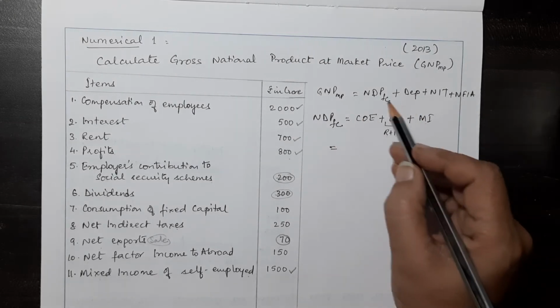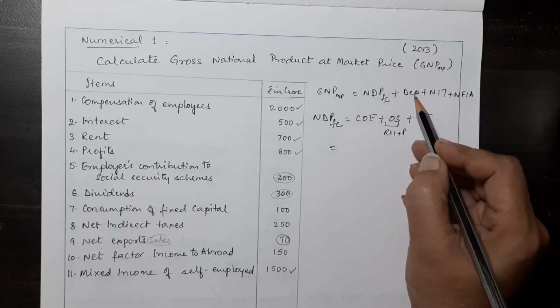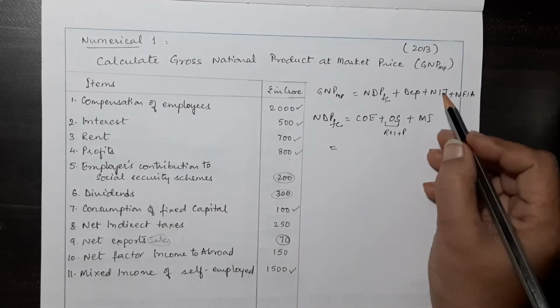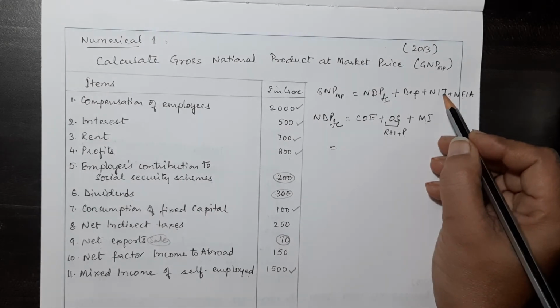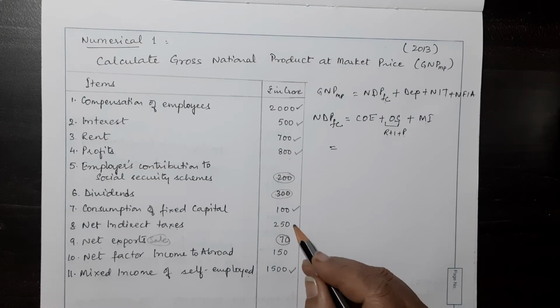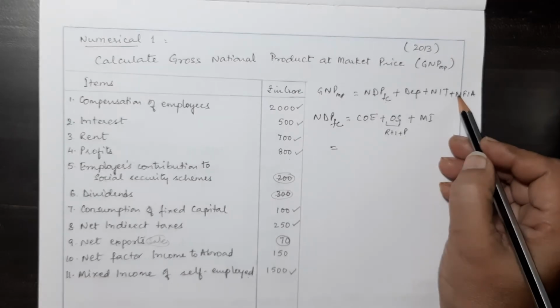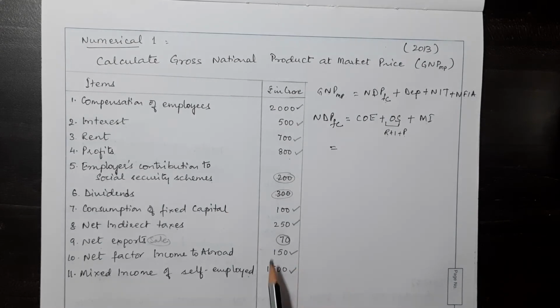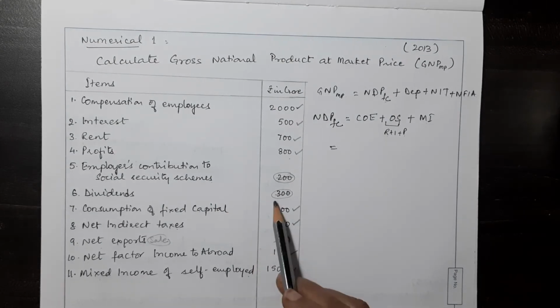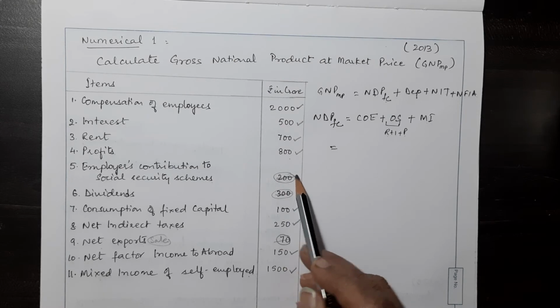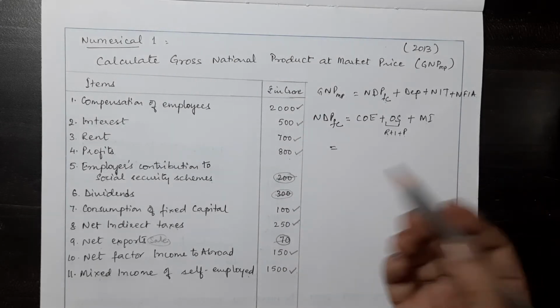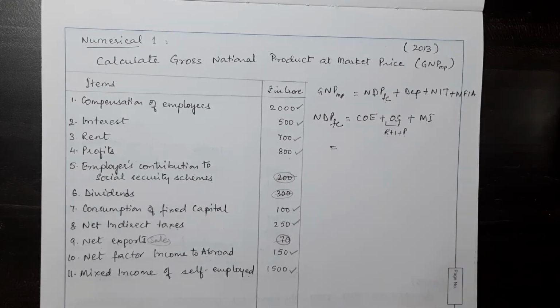Now we have added this to get the NDPFC. Now depreciation is given to us as consumption of fixed capital, which is 100. Then net indirect taxes, are we given net indirect taxes? Yes, 250. Then net factor income from abroad is also given to us as 150. Now we have eliminated exports, dividends and employers' contribution. So all these components need to be added. That's all. So we'll put those values over here and find the answer.